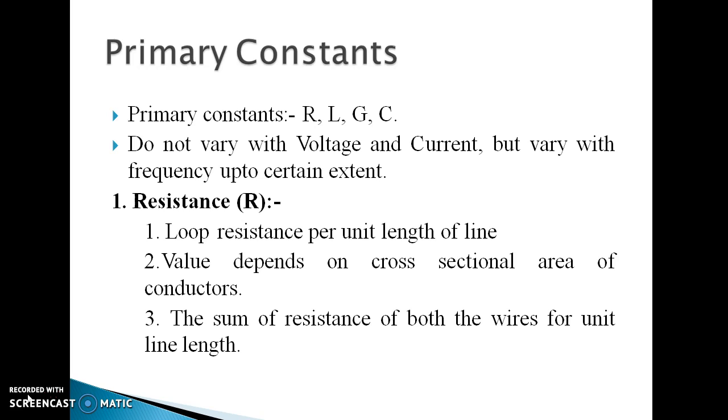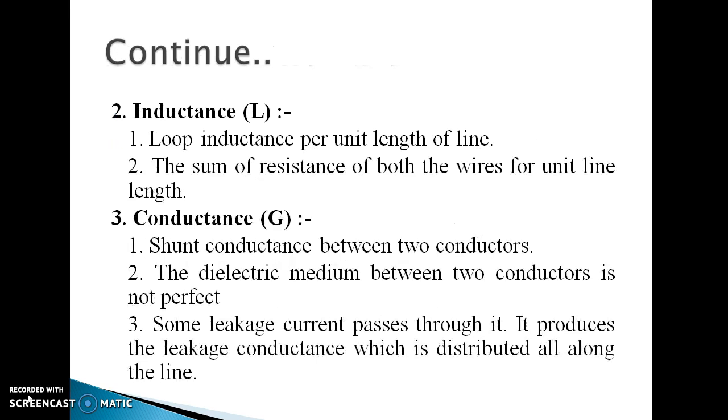So first one, resistance, the loop resistance per unit length of line, and its value depends on the cross-sectional area of conductors. So it is the sum of resistance of both the wires for unit line length. Second one, that is the inductance. This is the loop inductance per unit length of line, and the sum of inductance of both the wires for unit line length.